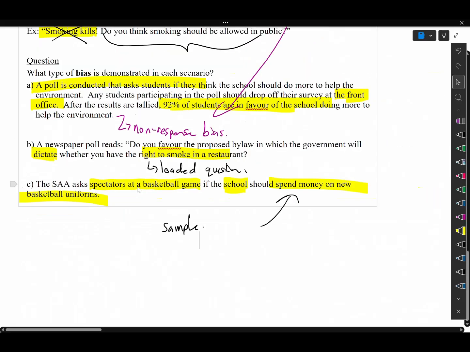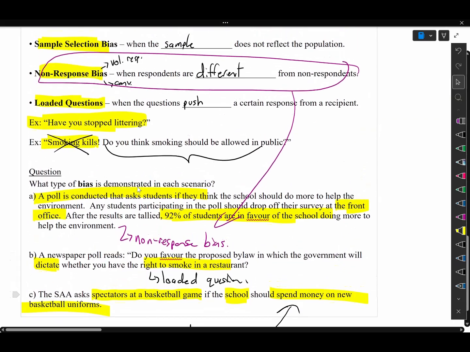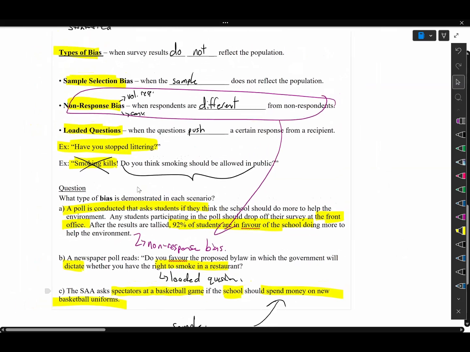If you're feeling comfortable right here, you should be able to recognize and describe the different types of bias. Nice work.